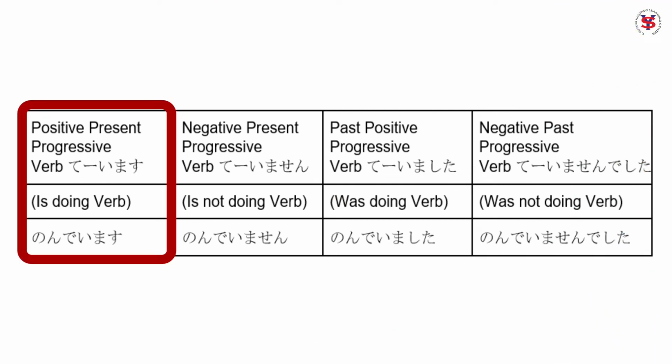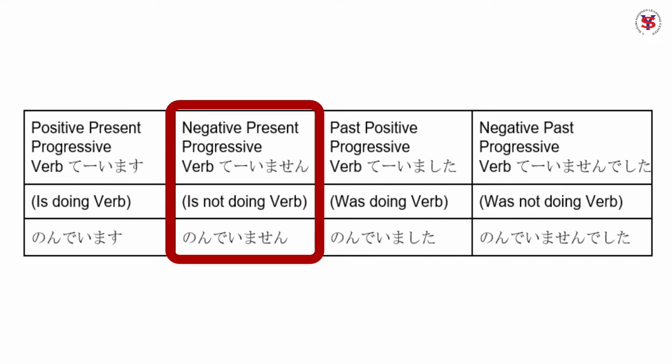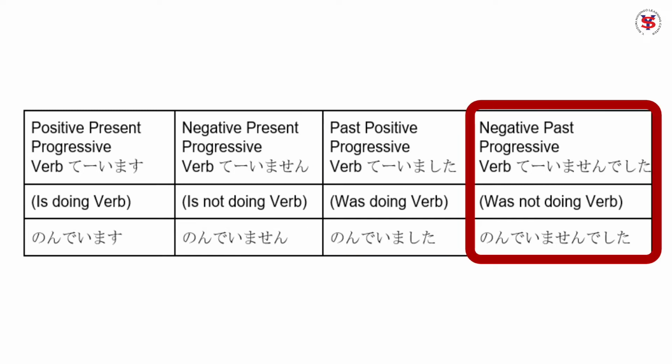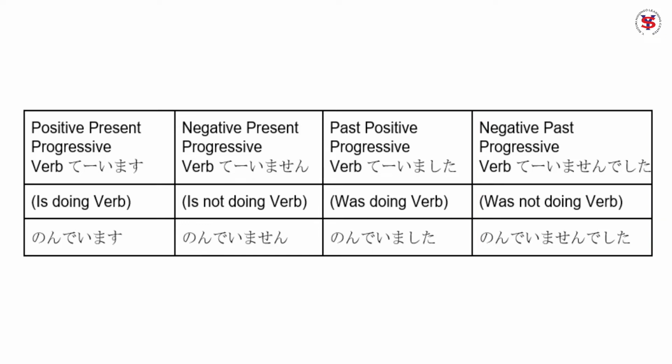So, for the present progressive, verb te imasu. Negative present progressive, verb te imasen. Past positive progressive, verb te imashita. Negative past progressive, verb te imasen deshita. So, is doing verb, is not doing verb, was doing verb, and was not doing verb. So that's nonde imasu, nonde imasen, nonde imashita, and nonde imasen deshita.